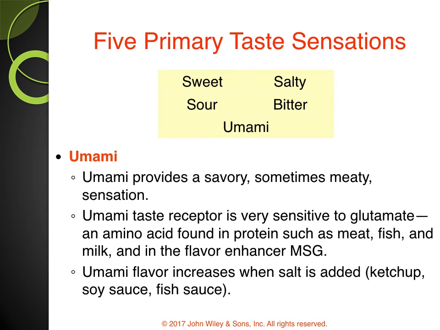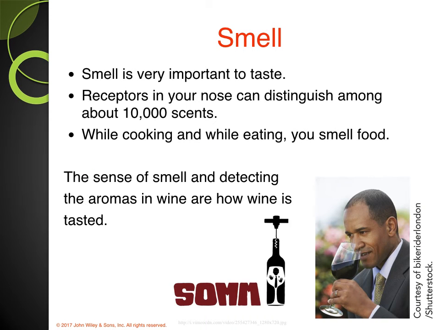Interesting. For some of you, you may have encountered the word umami. So there's 5 primary taste sensations: sweet, sour, salty, bitter, and umami. Umami provides a savory, sometimes meaty sensation. Umami taste receptor is very sensitive to glutamate, an amino acid found in proteins such as meat, fish, and milk, and in the flavor enhancer MSG. Umami flavor increases when salt is added. So ketchup is an example, soy sauce, and fish sauce. So cool stuff.